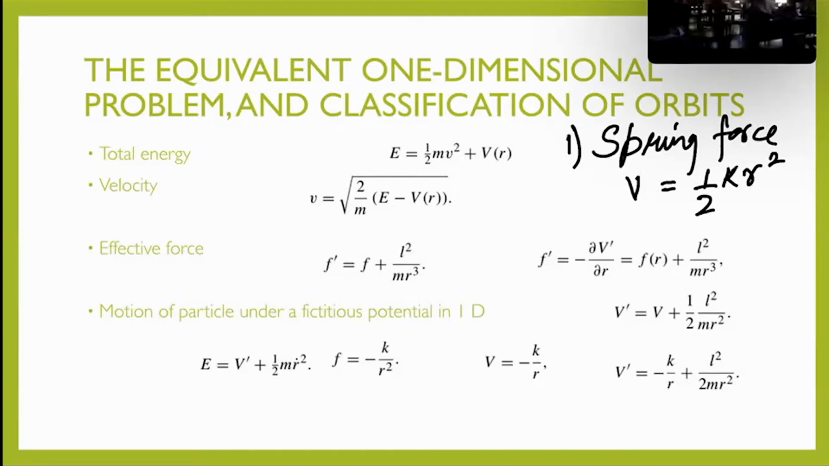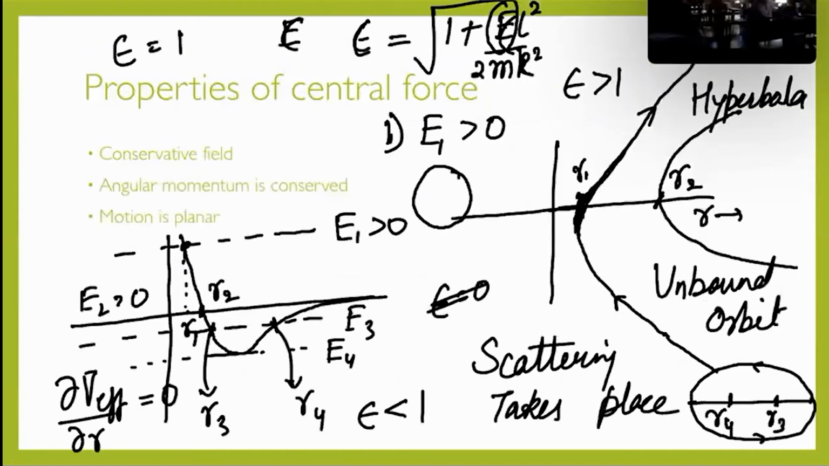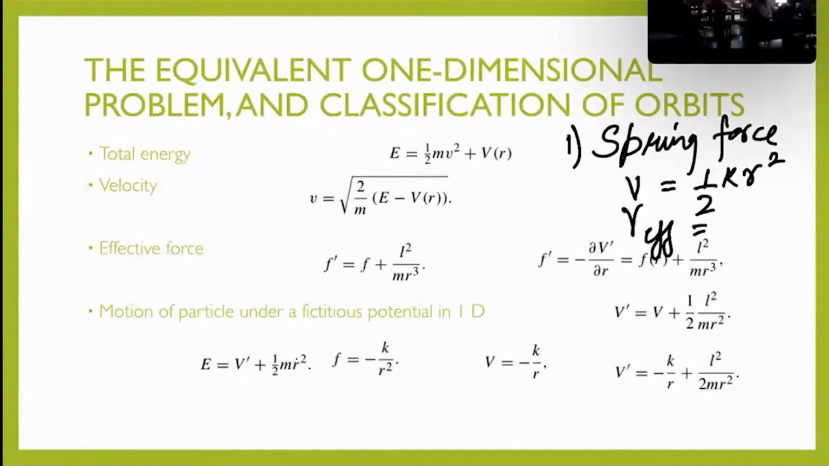First plot the effective potential that we were taking earlier, and then proceed. V effective equals this V(r) plus L square by 2m r square. Everybody do it.